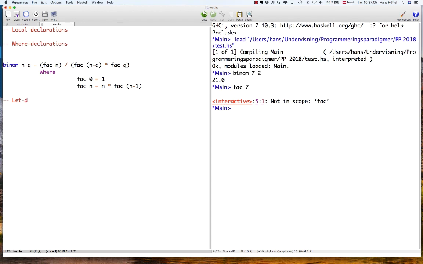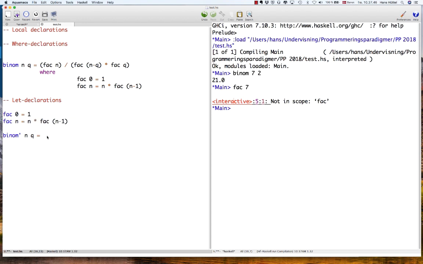and that's the idea of having let declarations. We can also have let declarations, and the let declaration happens inside an expression. Suppose we want to define the binomial coefficient function slightly differently. We'll call it binom prime of n q, and then we would want to have the factorial function available to it. So let's declare it globally here. So now anyone can use it. Maybe we should have a bit less indentation here.